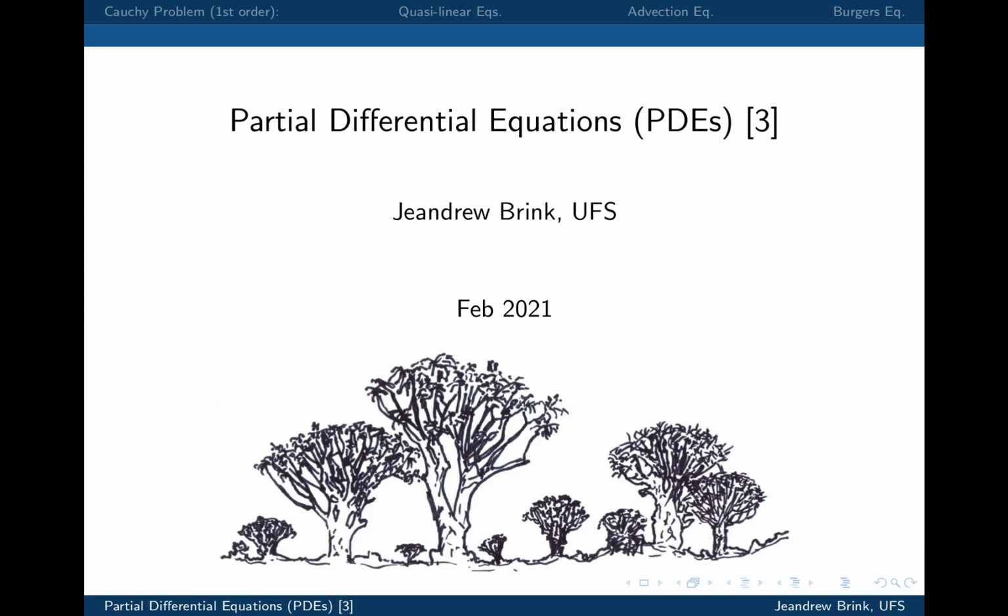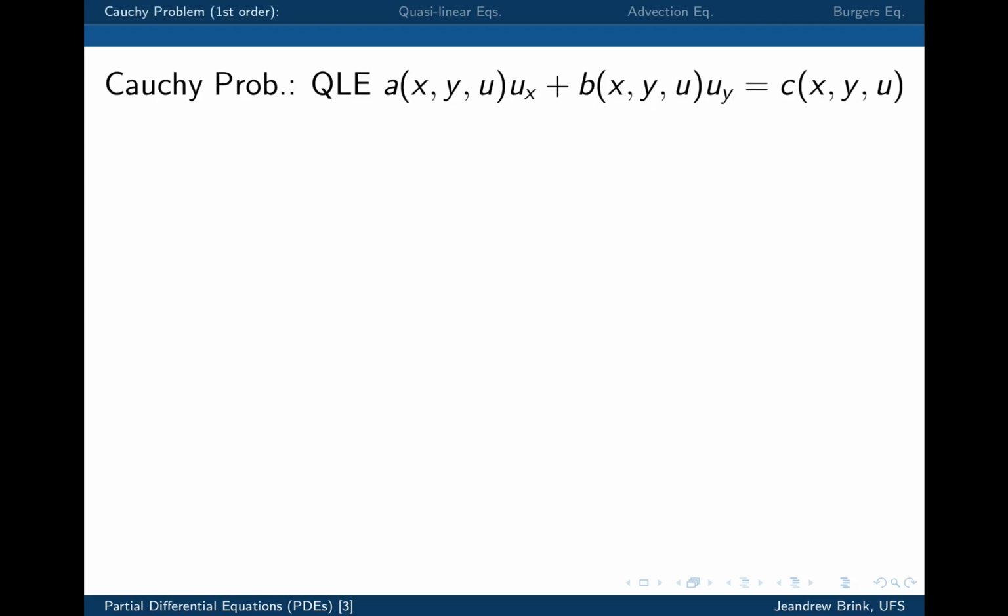Welcome to Partial Differential Equations Lecture 3. We're going to continue looking at the Cauchy problem for solving quasi-linear first-order equations. As I said in the last lecture, we started developing this geometric picture of what the equations actually mean, and we're just going to push it a little bit further today.